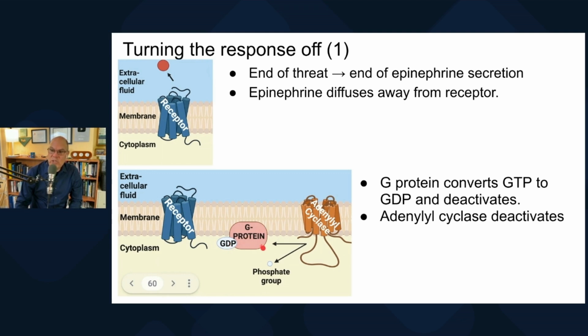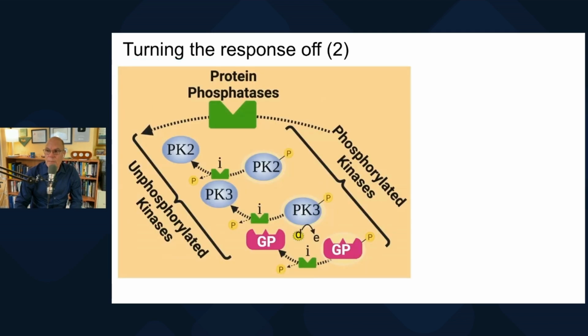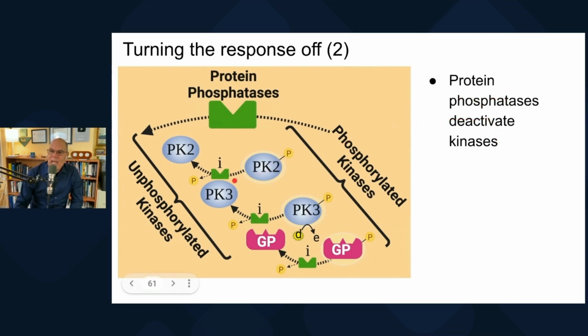Now that the G protein is turned off, adenylyl cyclase is going to deactivate. That is going to stop the conversion of ATP to cyclic AMP. So we've got no more second messenger. So that's the beginning of the shutdown of this system. The thread is gone. We're not going to produce any more cyclic AMP. But then there's also things that happen in the cytoplasm. There are enzymes that are called protein phosphatases. And what they do is they take these phosphorylated kinases and they dephosphorylate them. They break their phosphate off and render them back into their inactive state.